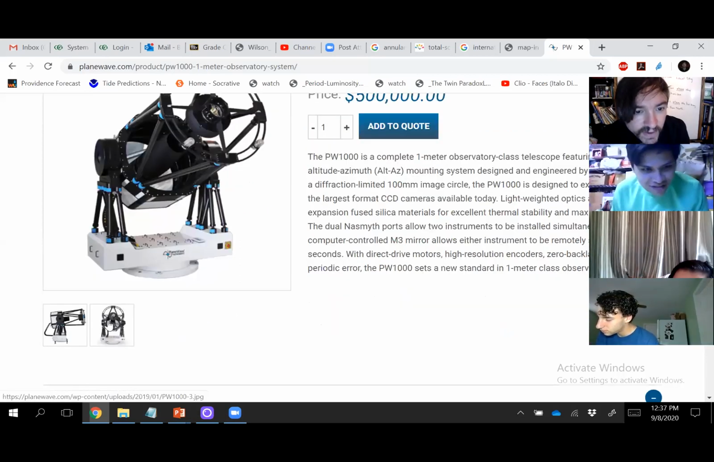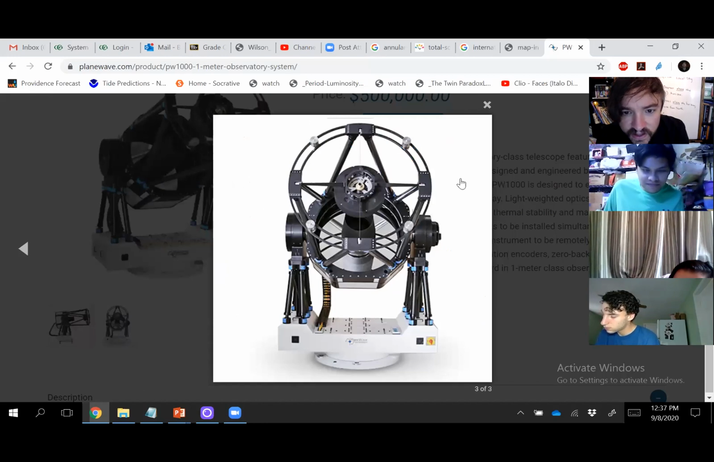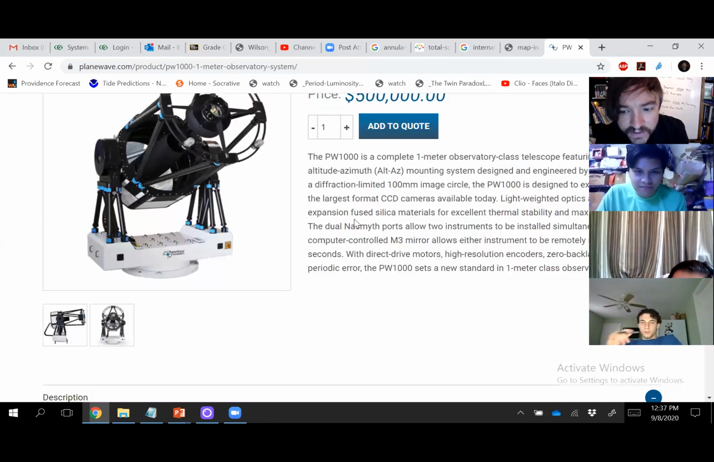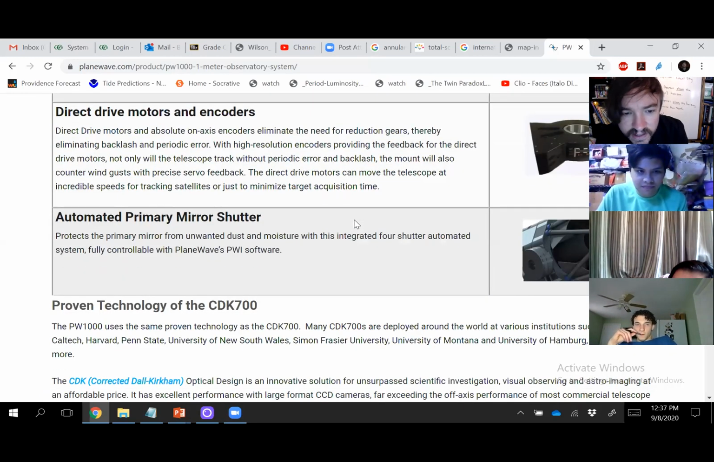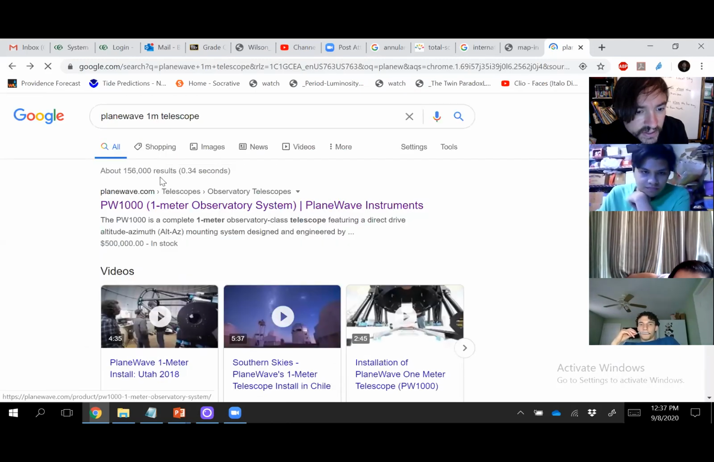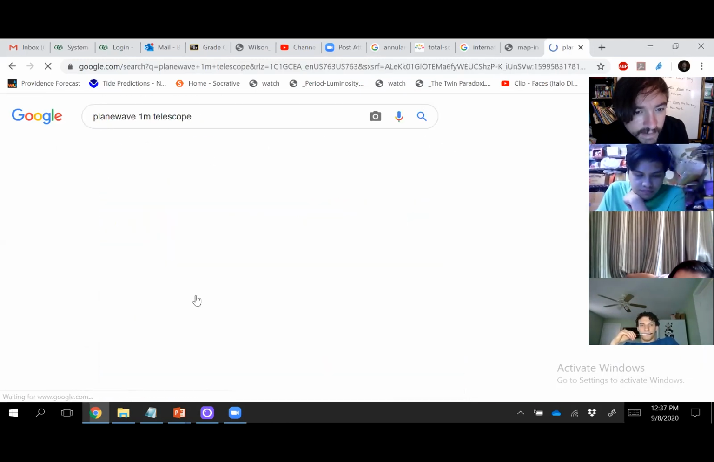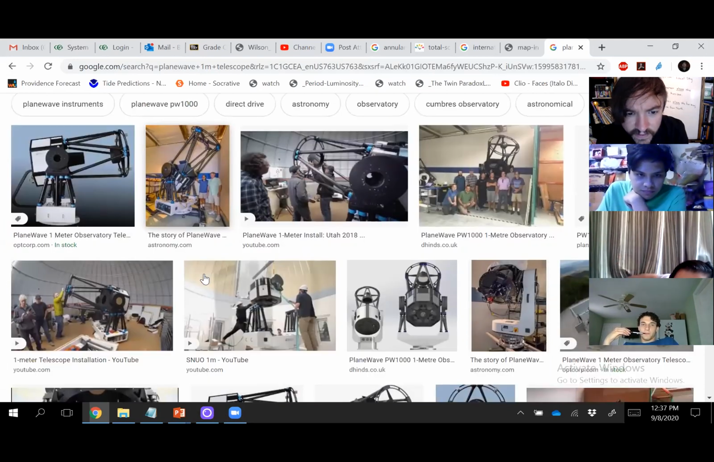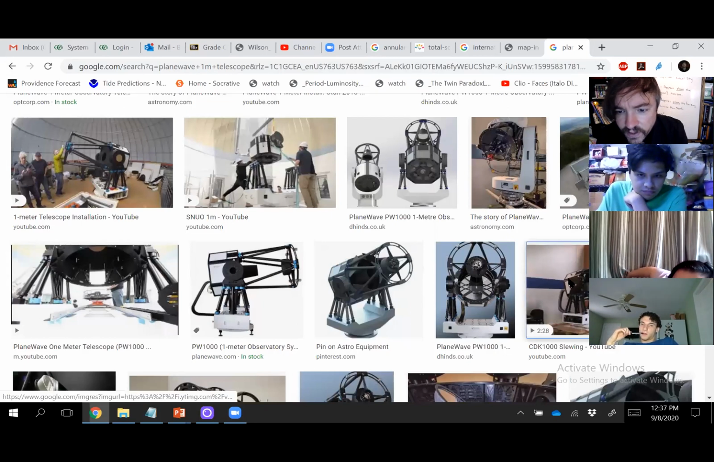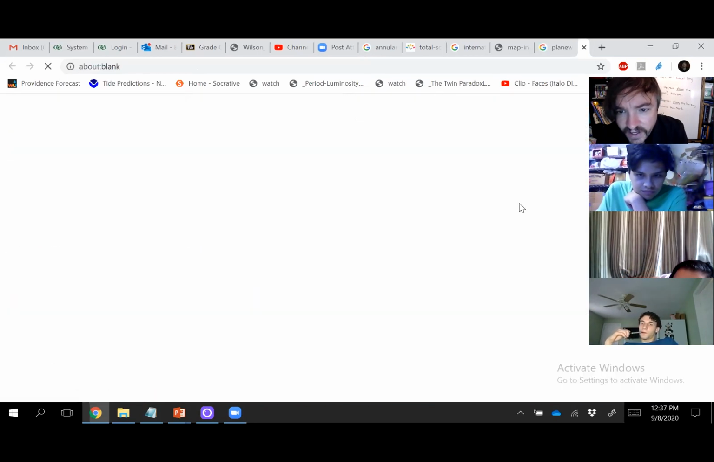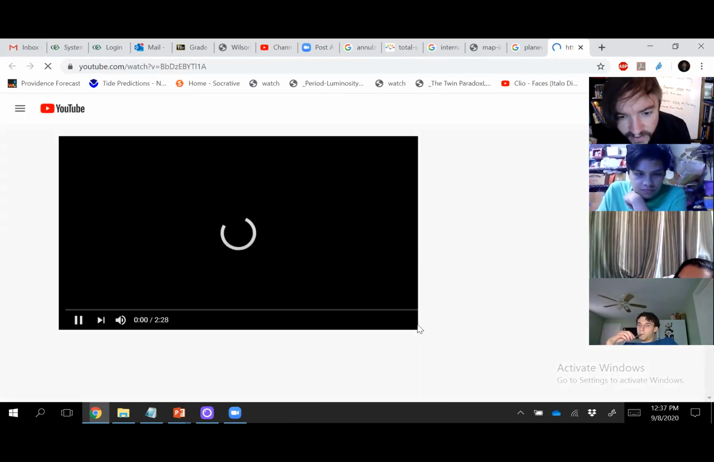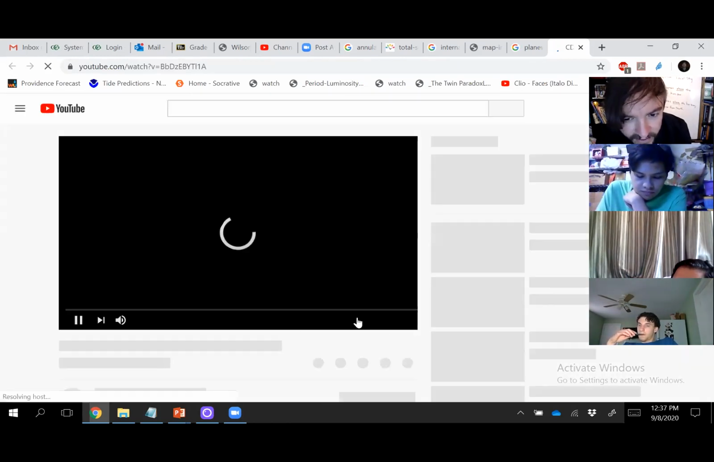Now, the PlaneWave 1 meter telescope uses a mount that's called an alt-az mount, an altitude-azimuth mount. Let's see if we can find a video here. I'm going to go to the images for a second of these guys operating the telescope in the clean room there. Here we go. So this is just a quick YouTube video, if you guys can follow it here, showing them slewing around the PlaneWave 1 meter telescope.